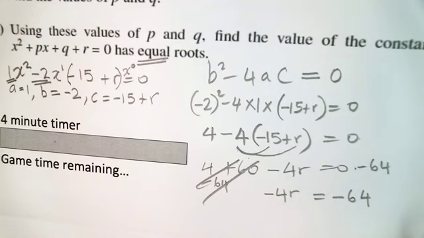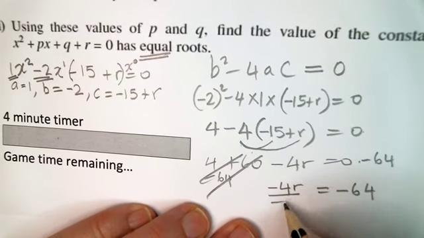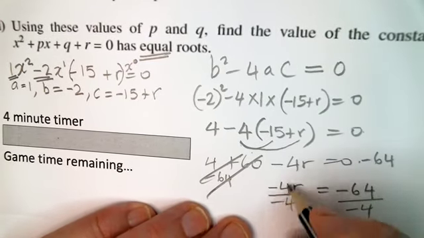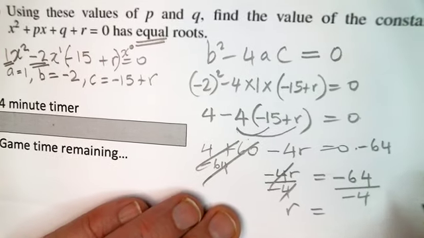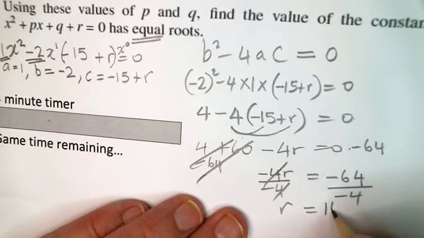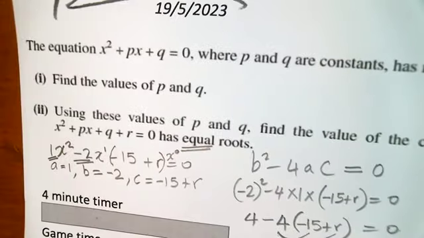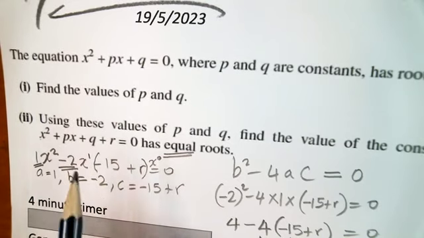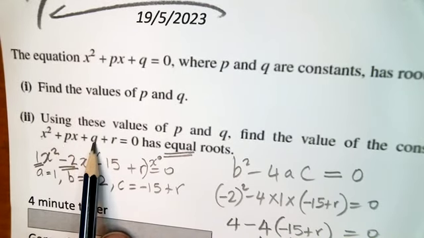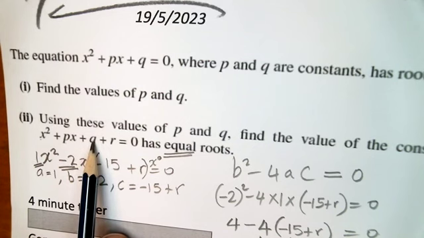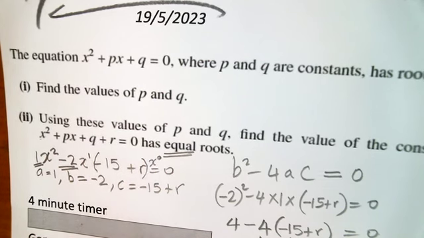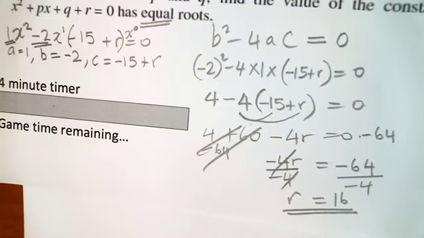All right, so let's have a look. Well, I'm going to divide both sides now by negative 4. So divide by negative 4, divided by negative 4, and of course we're left with r is equal to, well, negative 64 over negative 4 is 16. So the value of r is 16. So you could rewrite this as x squared plus, and you could put the value of p and q in here, which we already know, and plus r, equal to 0, and that would play out perfectly well. Nonetheless, that is the correct answer. Hopefully that makes sense.